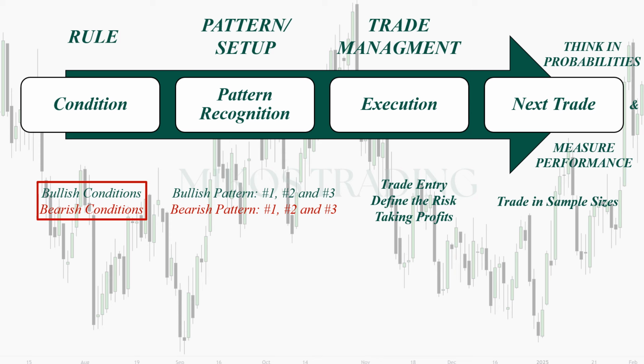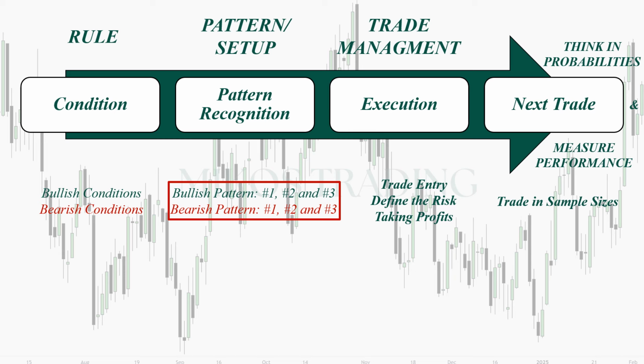As I have mentioned in the previous video, we always start from the condition. I have bullish and I have bearish conditions that I'm looking for to be present in the marketplace before I look for my setups. Only after either bullish or bearish conditions are fulfilled, I proceed to the pattern recognition stage of my trading process. At this stage, I start hunting for my patterns to execute on in price action. If bullish conditions are fulfilled, I hunt for my bullish patterns to execute on in price action. And if bearish conditions are fulfilled, I hunt for my bearish patterns to execute on in price action.